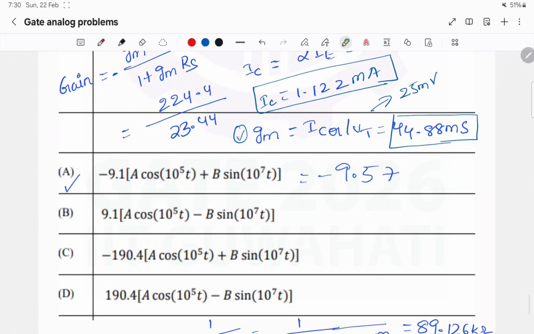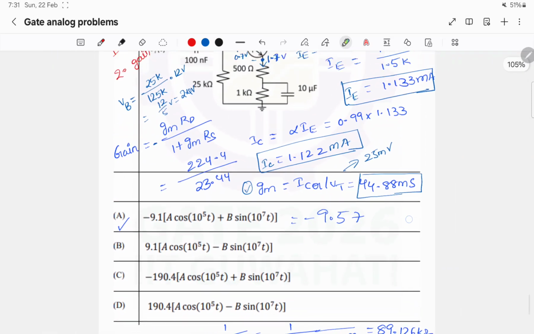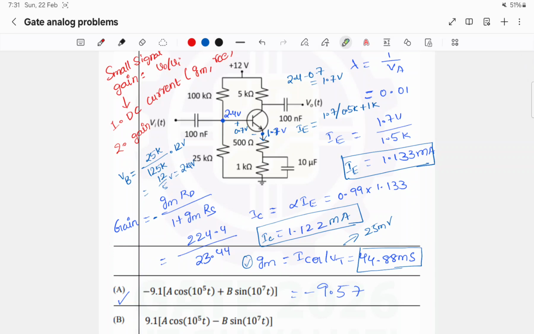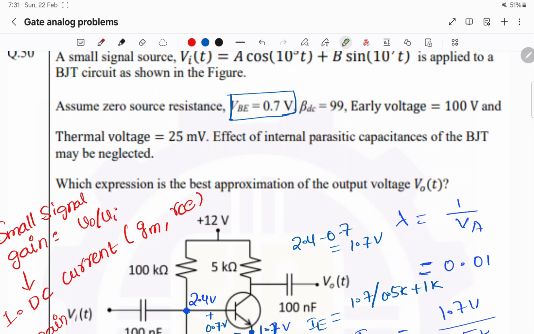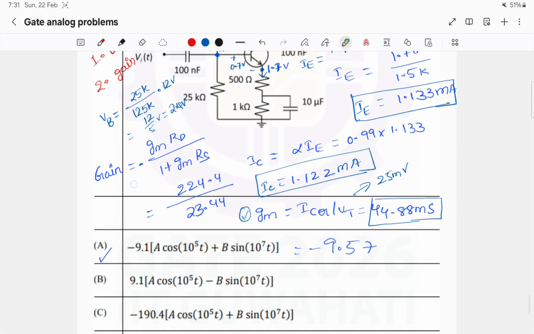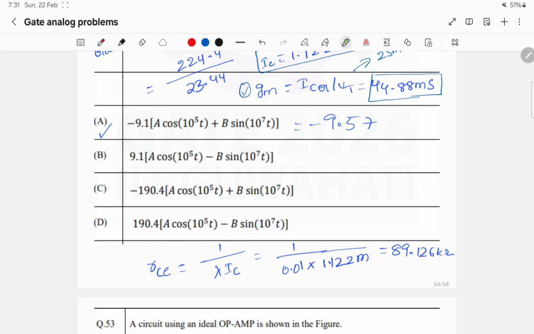But when we see the options, there is no option in which 9.57 is there. 9.1 is there. So the thing is, we have not included the output resistance of the BJT. Here they have given the Early voltage as 100 volts, so the slope is finite. It doesn't have an infinite slope. So RCE is 1 by lambda IC, so the output resistance is 89.126 kilo ohms. When RCE comes in parallel with RD, the equivalent resistance will be less than 5 kilo ohms. So this will come out to be 9.1. You can calculate it and you will get 9.1.